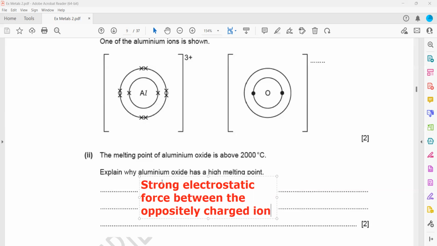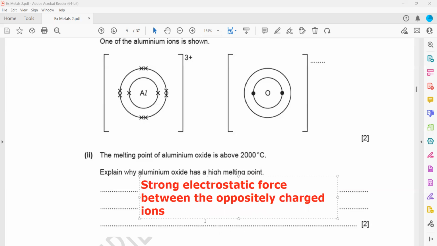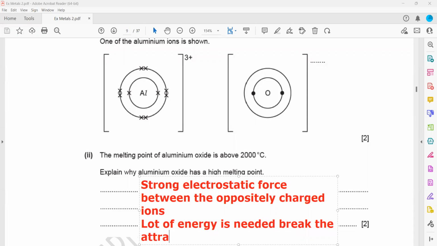The second mark is, whenever a question asks why a substance has a high melting or boiling point, the second mark is for a lot of energy, or too much energy, being needed to separate them or to break the attraction. So the second mark is always to break down or to separate.